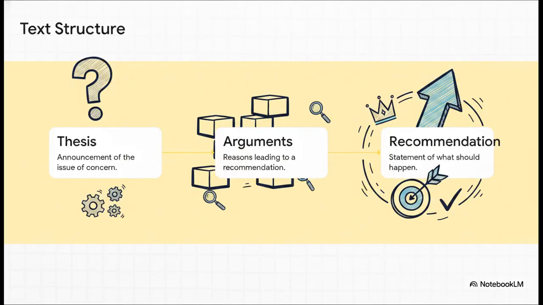Okay, so let's look at the actual blueprint. According to the source material, there is a very strict three-part framework to building one of these texts. First up, you have your thesis. This is just your clear, upfront announcement of the issue at hand. Second, your arguments. These are the rock-solid reasons that logically build up your case. And finally, the knockout punch, your recommendation. This is that definitive, final statement of what absolutely must or must not happen.